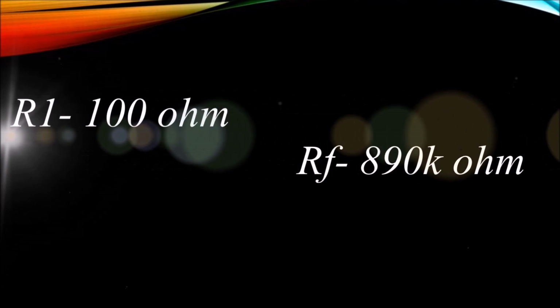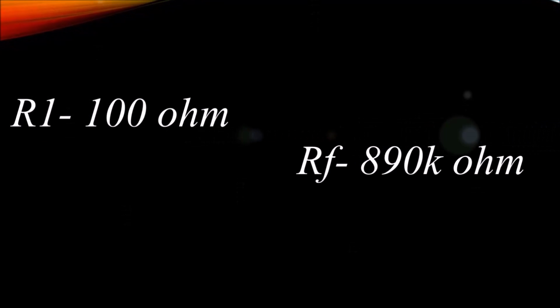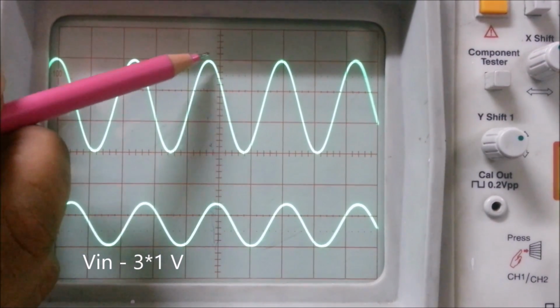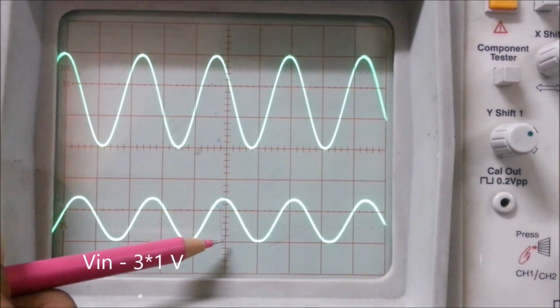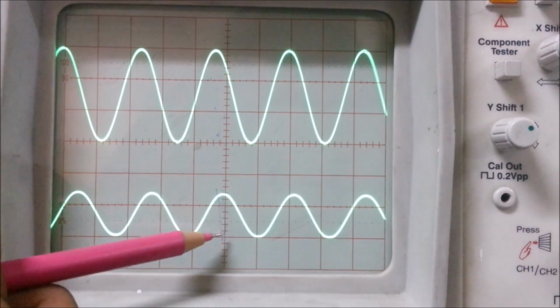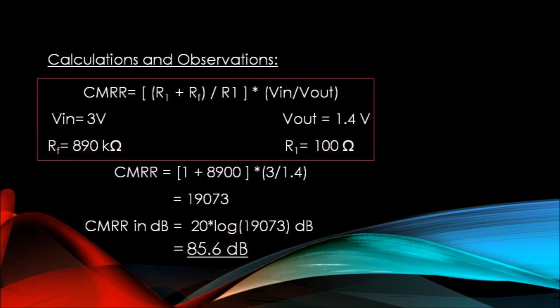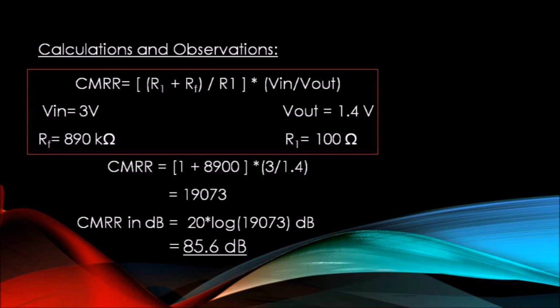Case 3, that is R1 equal to 100 ohms and RF equal to 890 kilo ohms. Measuring input at 3 blocks again, that is 3 volts is our input voltage and V output is 1.4 volts. CMRR equal to 19073 and CMRR in dB is 85.6 dB. We just practically observed and calculated CMRR.